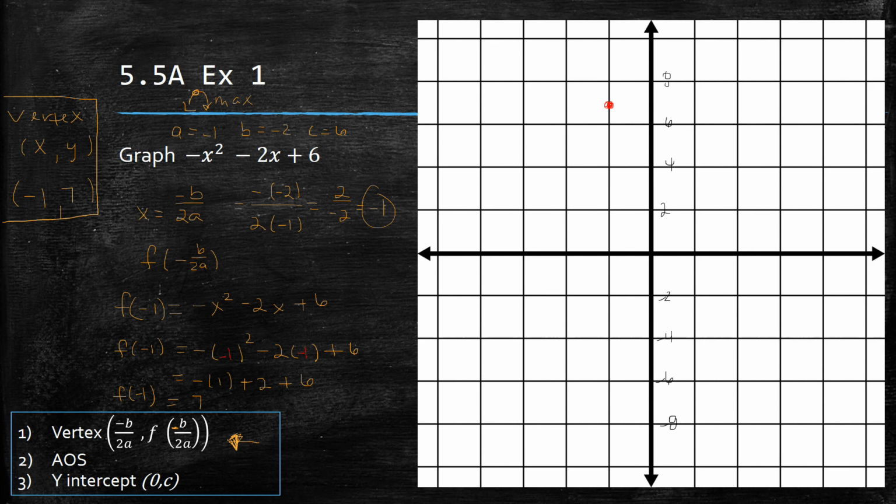Our axis of symmetry. Okay, there's really no math that you need to do here for this because you already did it. Our axis of symmetry is the line x is equal to -b over 2a. So we already know what that is. That's x equals -1. Okay, so our axis of symmetry is the vertical line that crosses through your vertex.